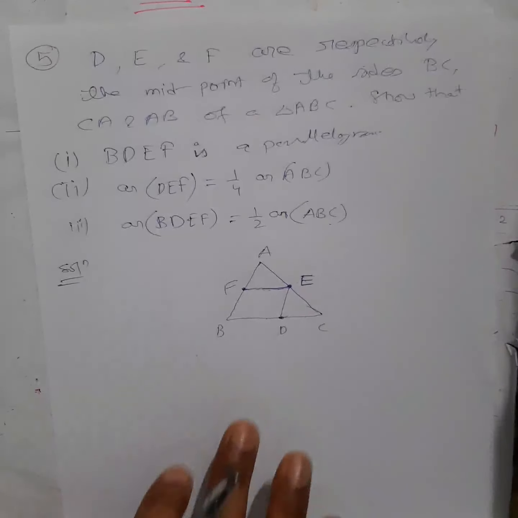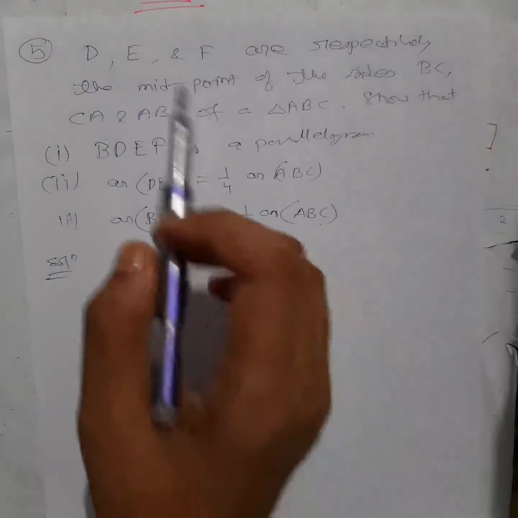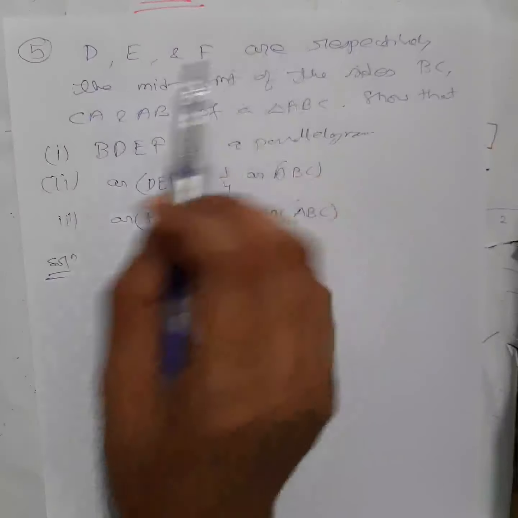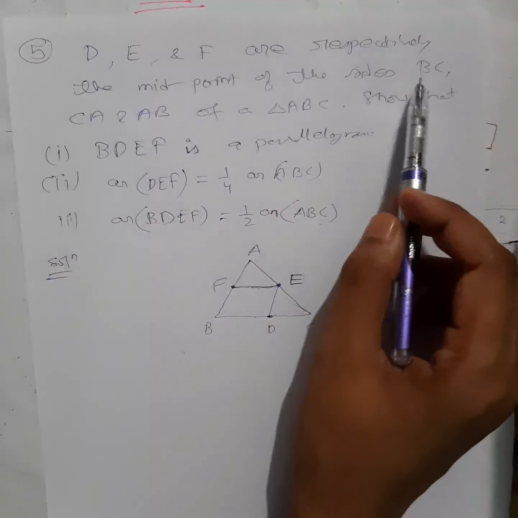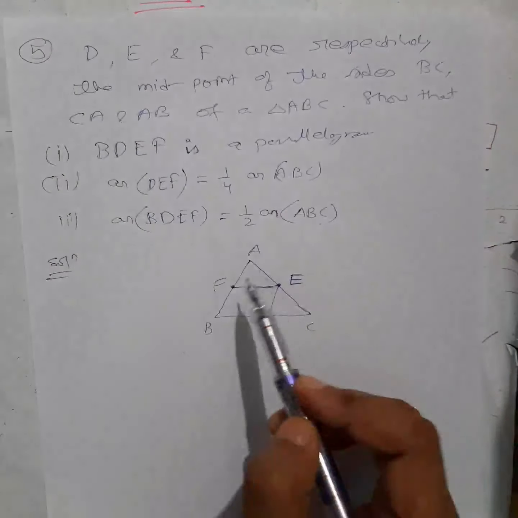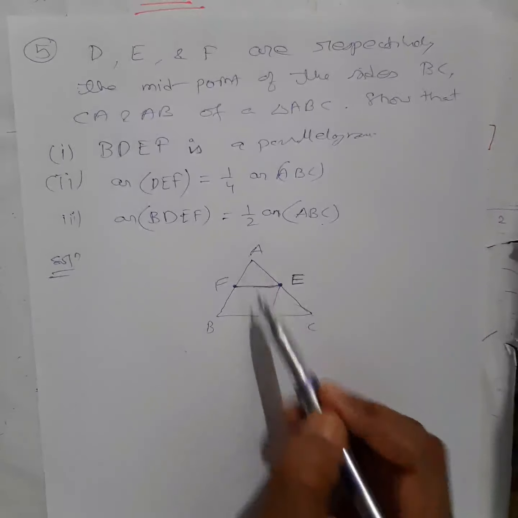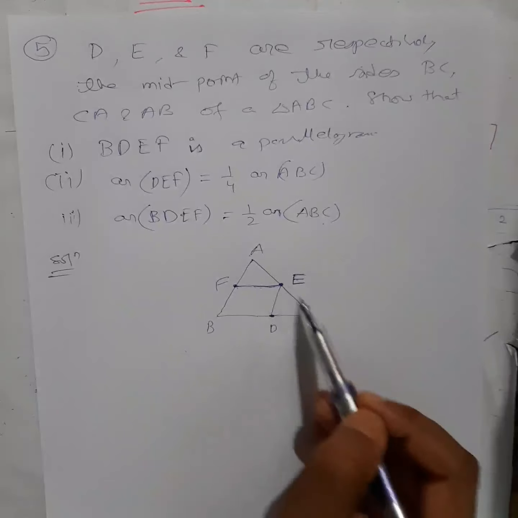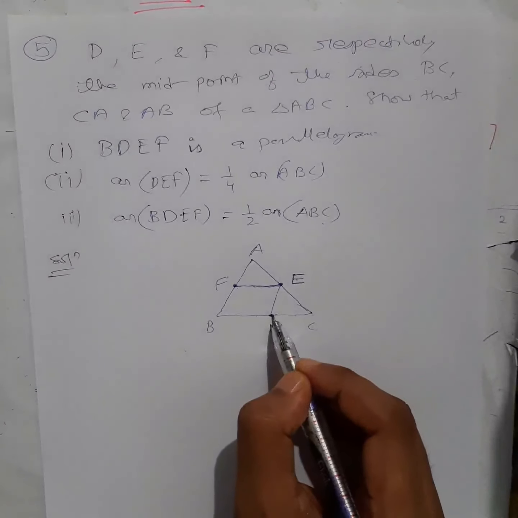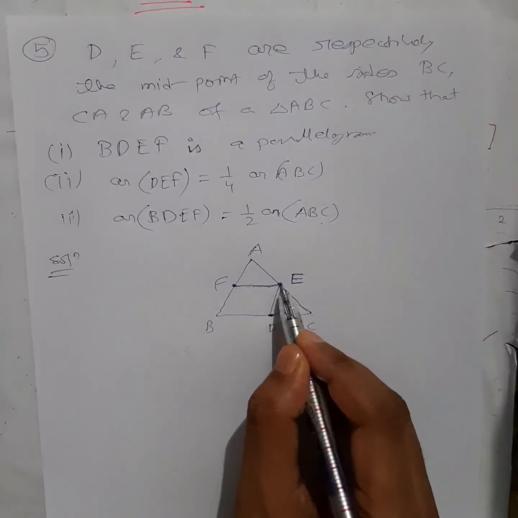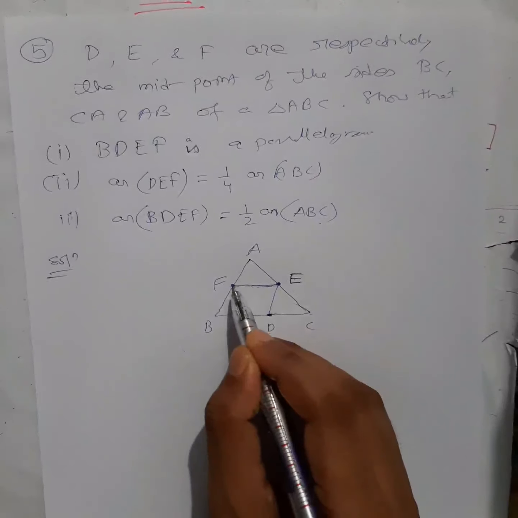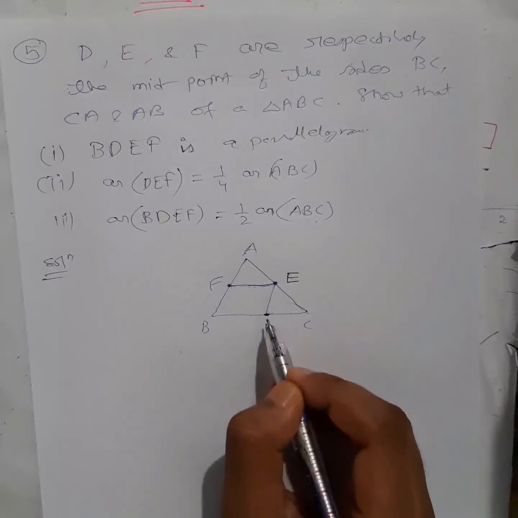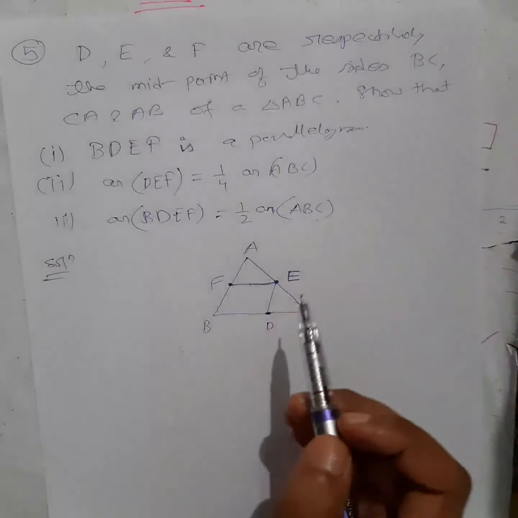Okay, students, so next is question number 5. D, E, and F are respectively the midpoints of the sides BC, CA, and AB of a triangle ABC. So there is a triangle ABC, and they have said that D, E, F are the midpoints of BC, CA, and AB respectively. Remember, they have said D, E, F are the midpoints. So we can use this as information to find the solution, okay?